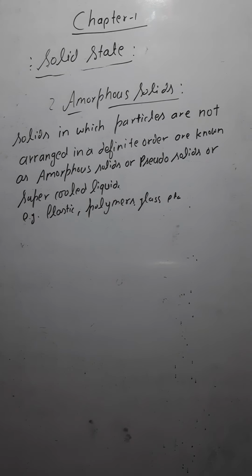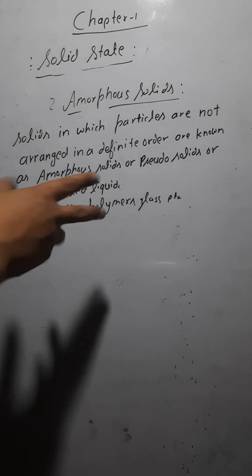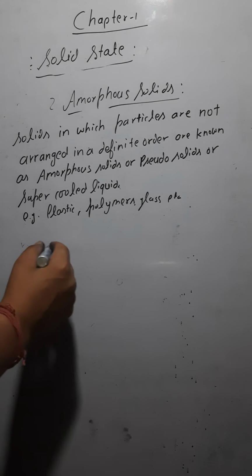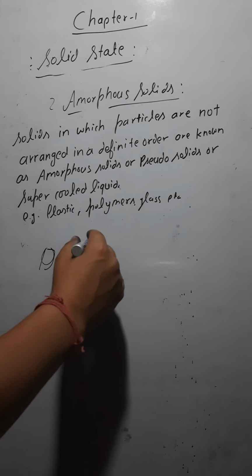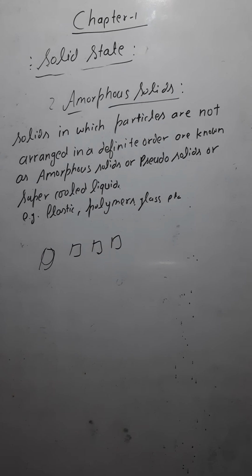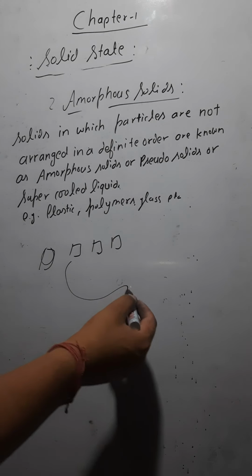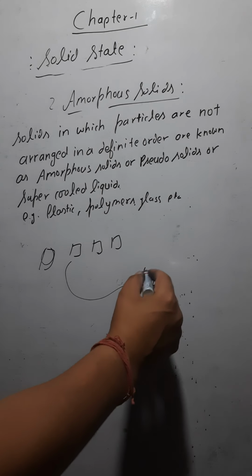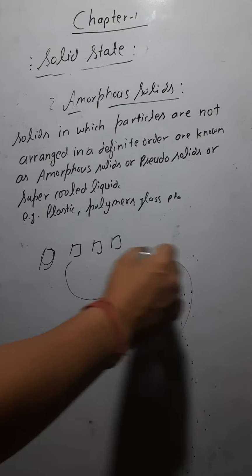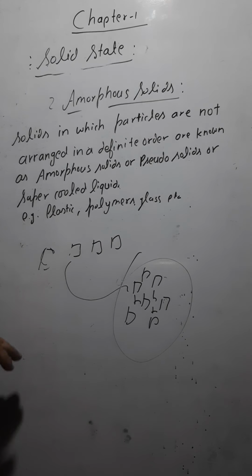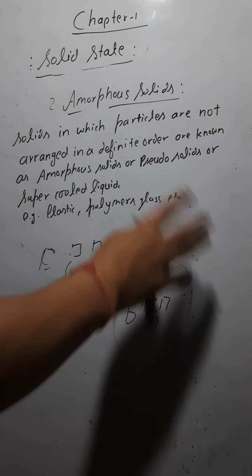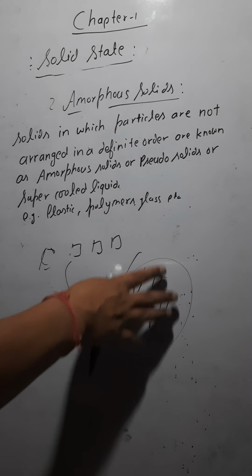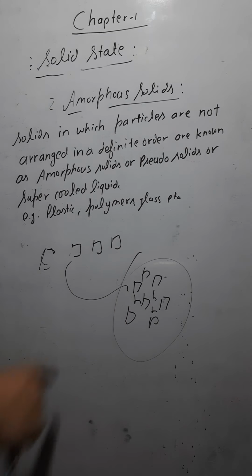Now let me define it in some other way. Let's say you have a stock of bricks. Bricks, as you might know, we use for building construction. Here you have a stock of bricks where you do not have a proper arrangement of the bricks. You have just made a stock out of these bricks. So here you would see the bricks are not arranged in a definite order.